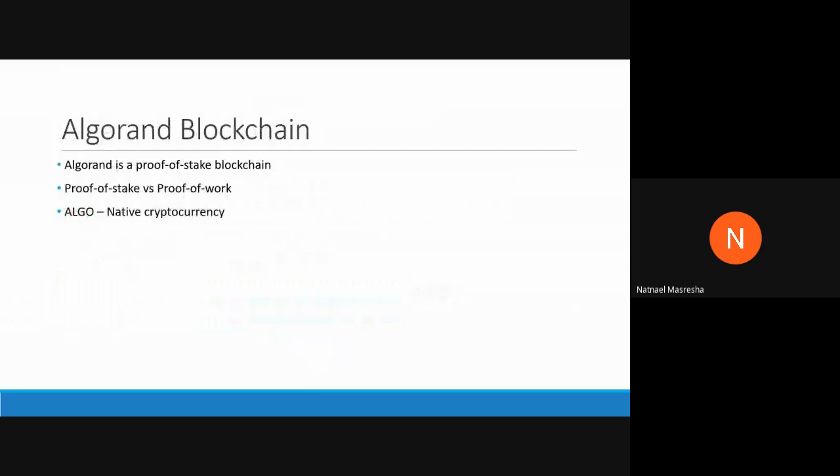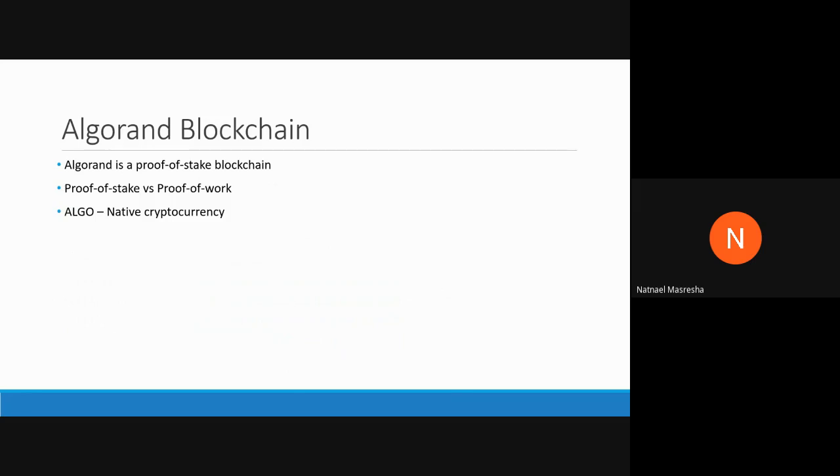So Algorand is one type of blockchain, and it uses a proof of stake blockchain protocol. There are two types of blockchain protocols. The first one is proof of work, and the second one is proof of stake. Proof of work is actually an older version, so most blockchains are leaving it behind. For example, Ethereum used to apply proof of work, and now it's changing to proof of stake.